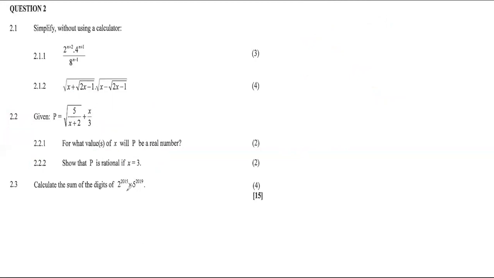So let's look at this one. Calculate the sum of the digits of 2 to the exponent of 2015 times 5 to the exponent of 2019. Guys, these are the type of Maths Olympiad questions. So really, for you to cope at this point, if you don't do Maths Olympiad, this will be a knock on you. But of course, glad you have tuned in to revise and get a hang of this.